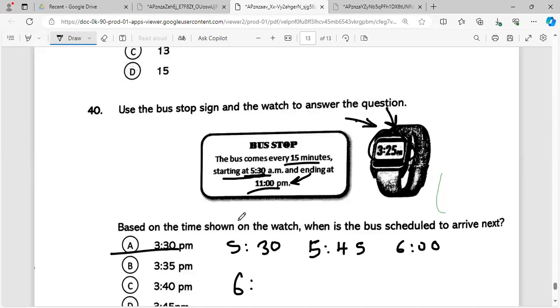I disagree. I think it's 3:30. The watch shows any time, you know, but it is what is scheduled to come.